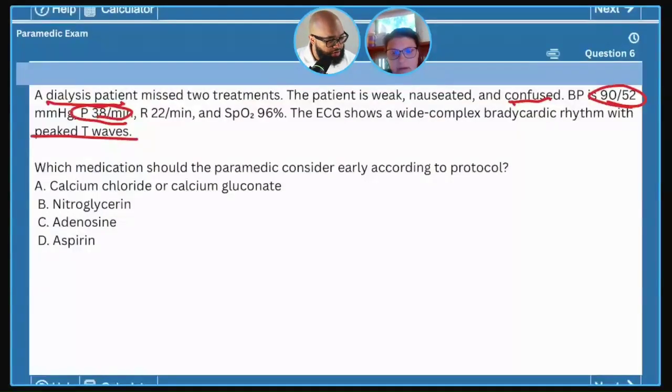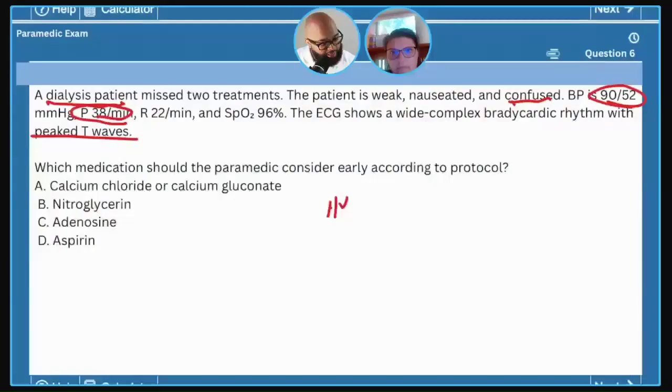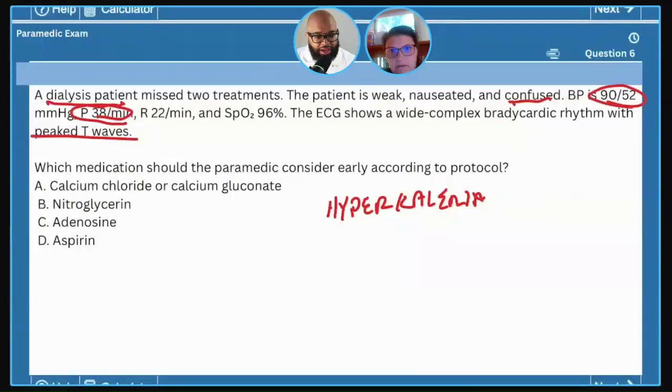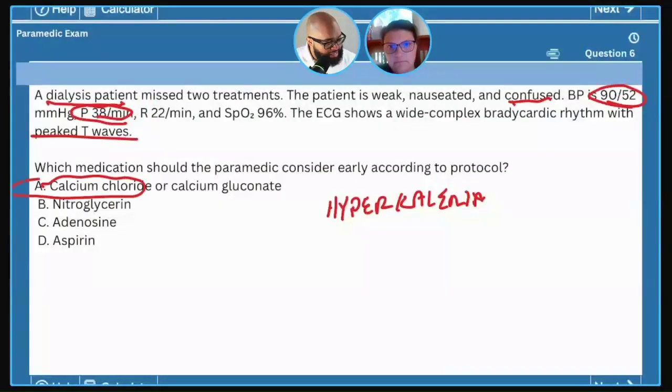The ECG shows a wide complex bradycardic rhythm with peaked T waves. So what are they describing here? Hyperkalemia. What's our treatment for hyperkalemia? Calcium chloride or calcium gluconate. Which one is more potent? Calcium chloride. And we already see that in the answer choice. We can just go ahead and pick it.